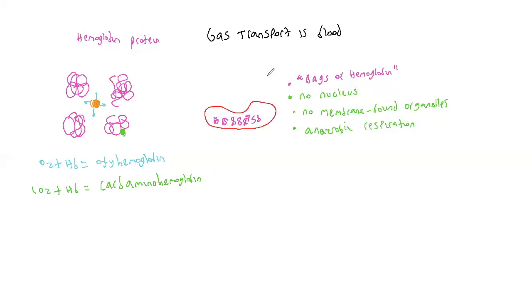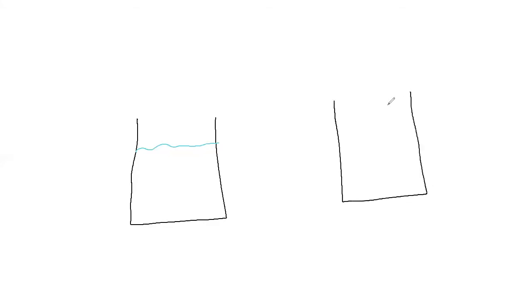Now, here's something to keep in mind about why hemoglobin is so necessary. So I'm going to draw here two environments. They are two beakers. They're both going to have water, and one is going to involve oxygen, and the other is going to involve carbon dioxide. So one container we are going to give oxygen, and the other we're going to have carbon dioxide.